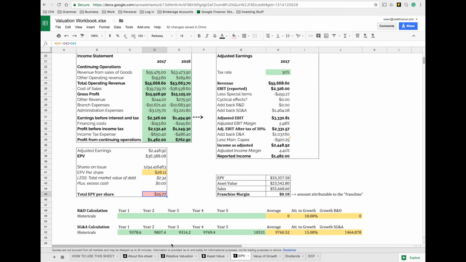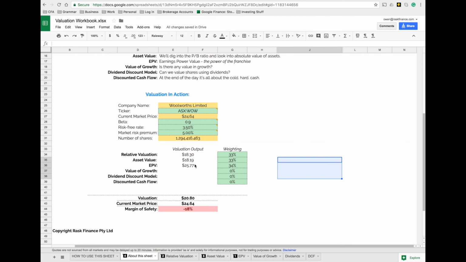I'm just keeping it simple and getting our final value, which is $28.11 less the total debt per share, $2.34 plus nothing because we're not making any adjustments, is $25.77. So all we have to do now is add that figure back into here, which I've already done. And you can see here how that compares to the asset value and relative valuations.